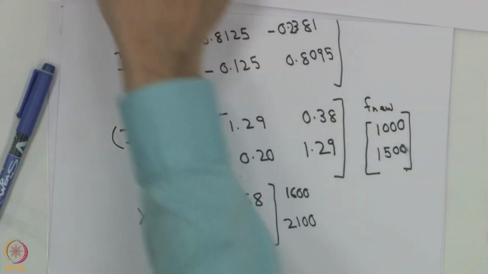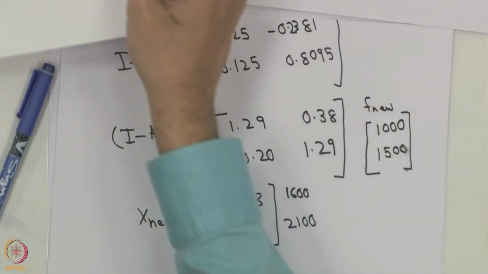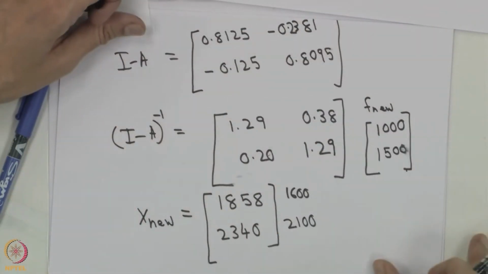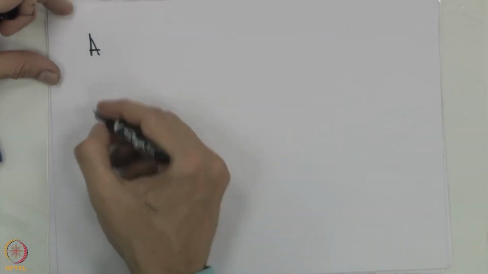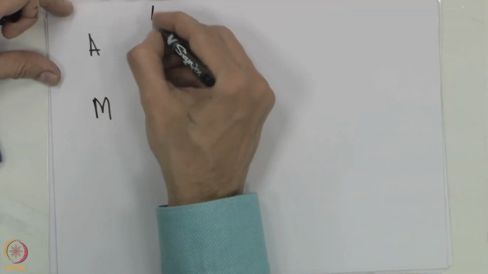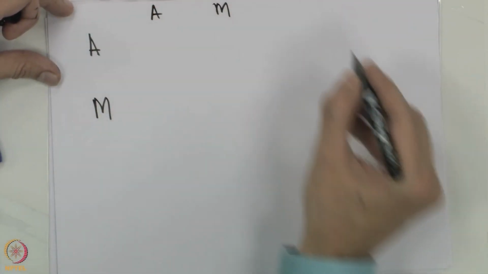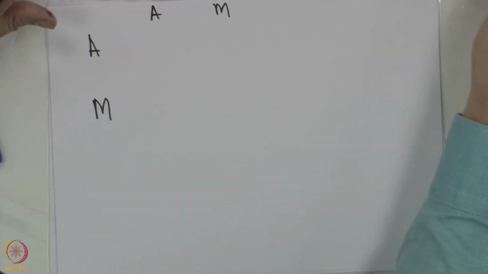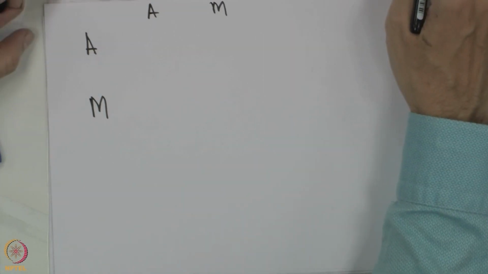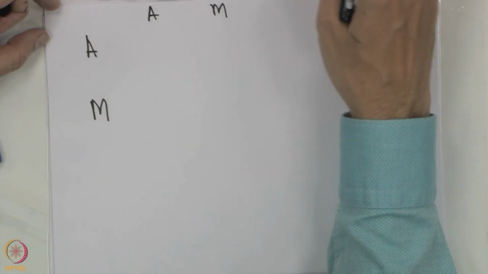Using this, we can then make the final table that we had, with agriculture and manufacturing. We have the final values which we calculated, 1858 and 2340. The direct coefficients will remain the same.